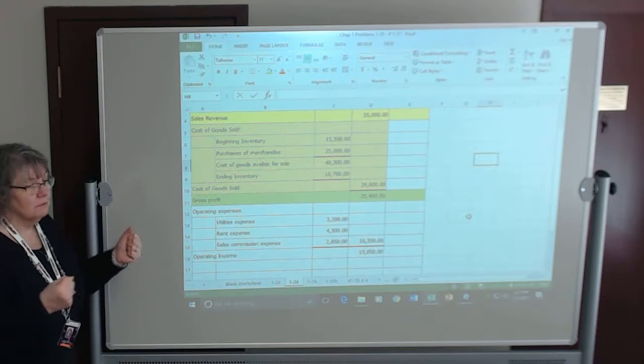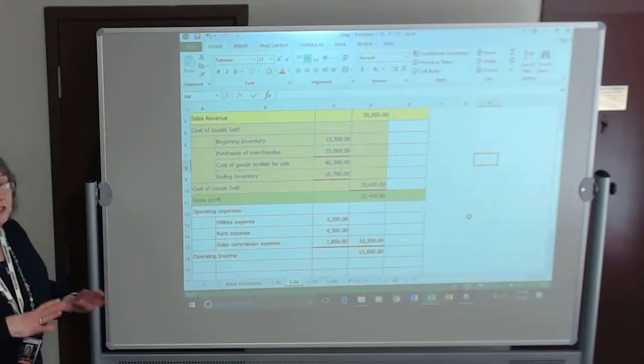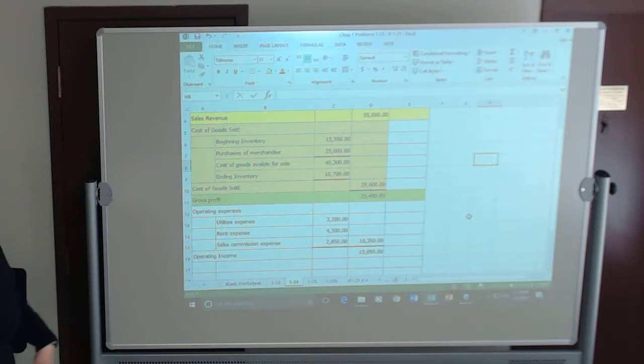Now, if you're in a really high fast pace like Target, this is going to change daily, okay? But this is a little pet shop, and so he just did it for the whole year. This is information he's sending out to the bank. This is the whole year, this is what happened, okay? So that's where the gross profit comes from, your sales revenue minus your cost of goods inventory.